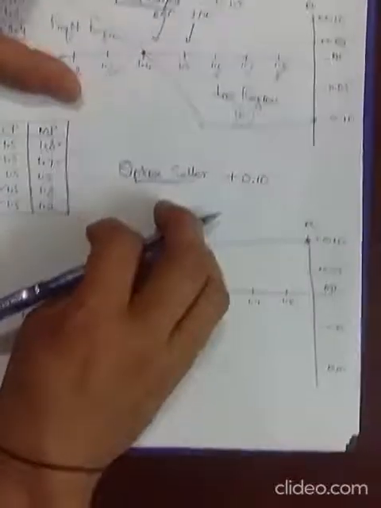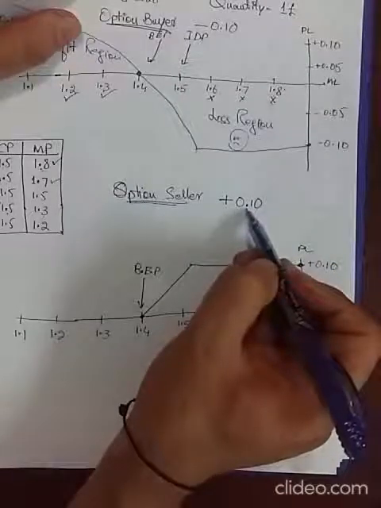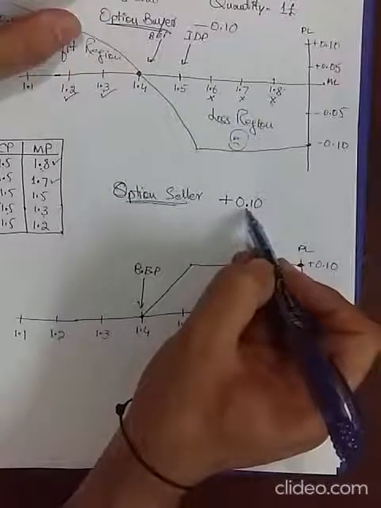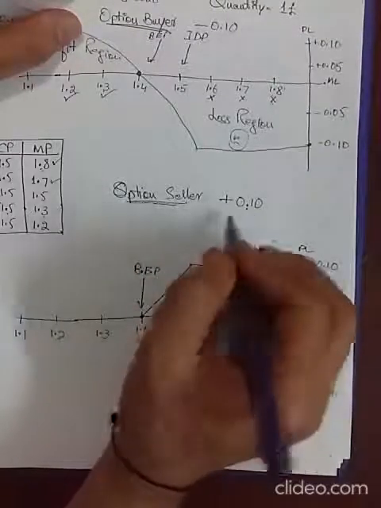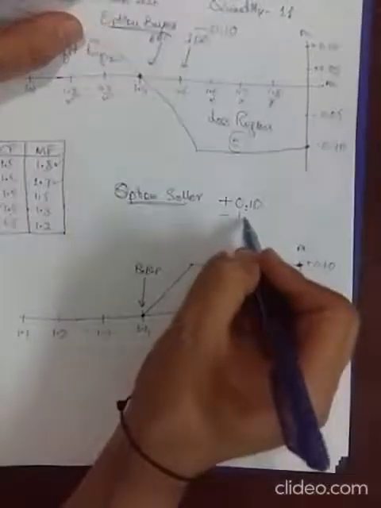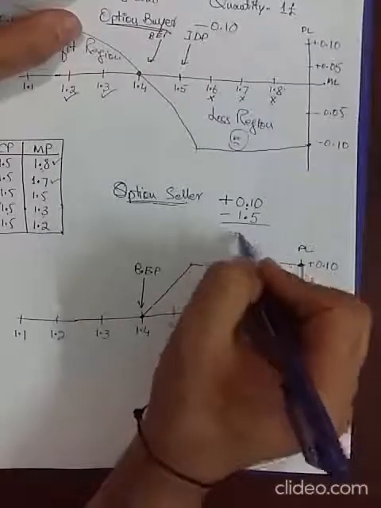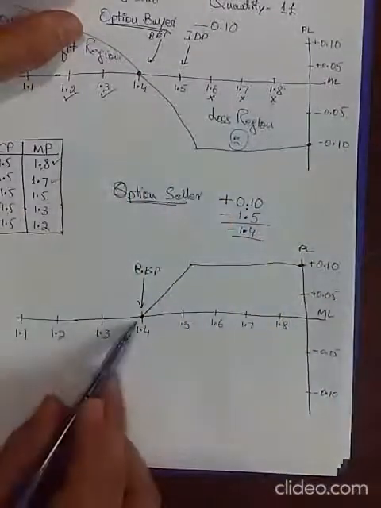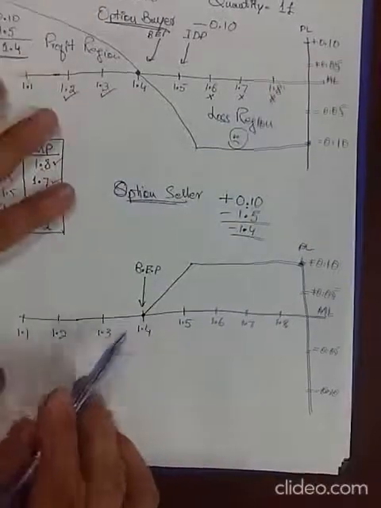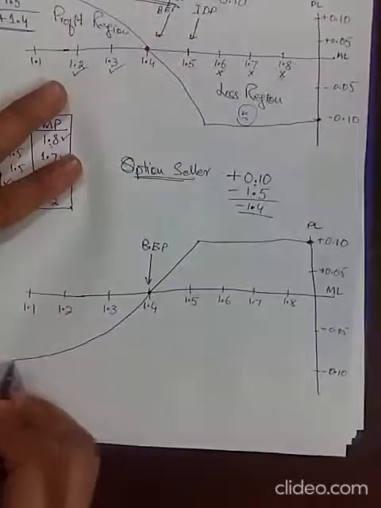Look at this. You have received a premium from me, and due to that you have given me the right to decide whether I sell the pound to you or not. If I decide to sell my pound to you, then you are required to pay me $1.5 for that pound, which means that the net value would be minus 1.4. So 1.4 is the break-even point, and then the line will pass through this break-even point like this.